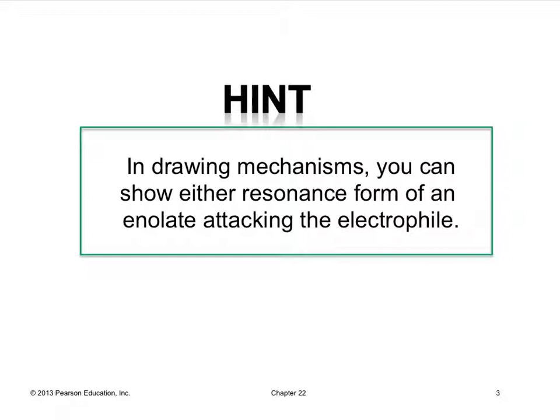Important thing to note is that you can show either resonance form of an enolate attacking the electrophile. What I would prefer you to do is to show it as the O minus, where your electrons are coming down to form the double bond, C double bond O, and then forming the new bond with the electrophile.